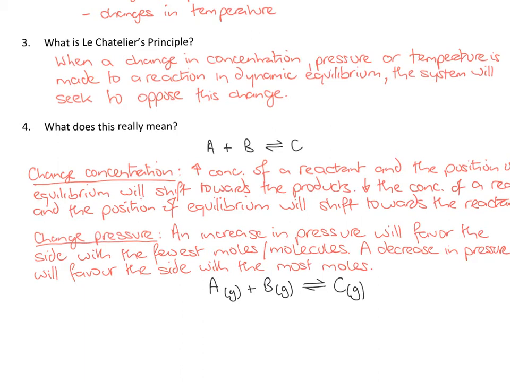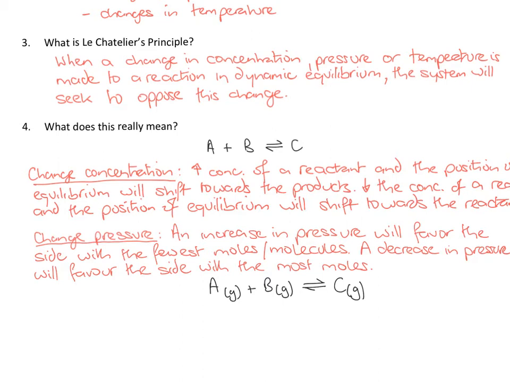So in this example reaction, we've got 2 on the left, 2 moles worth, because we've got 1 mole of A, 1 mole of B. On the right, we've got just the 1 mole of C. So if we increase the pressure in the system, the position of equilibrium will shift to the side with the fewest gaseous moles, which is the right-hand side in this example, so we would produce more of C.